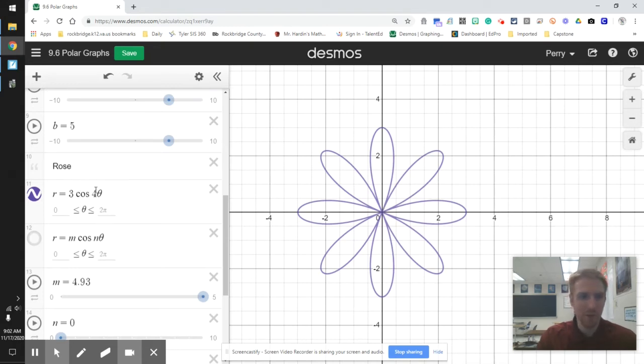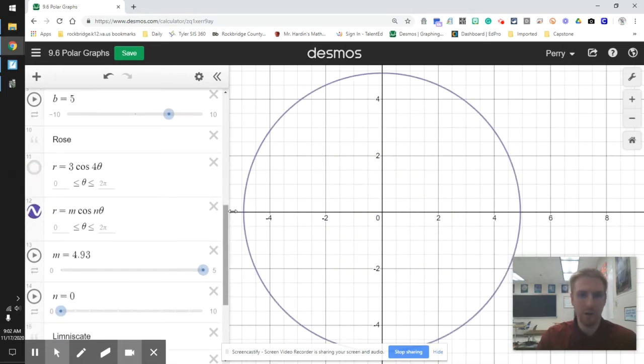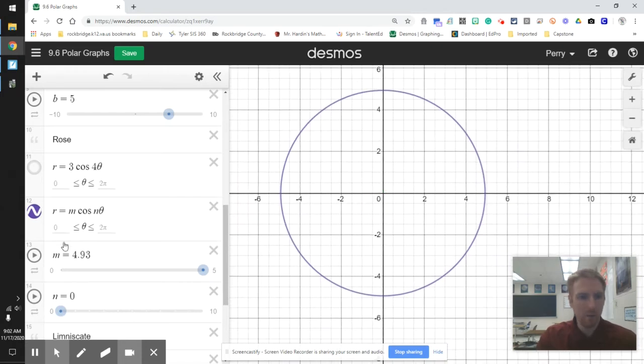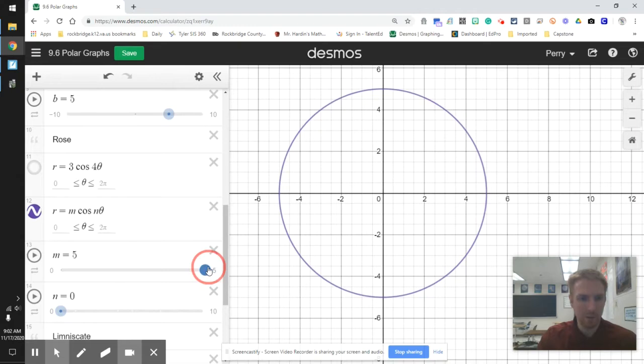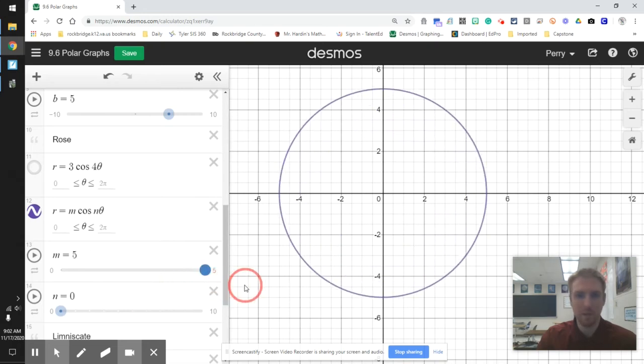It says 3 cosine 4 theta. So let's focus on what these pieces do here, these two numbers. Let's make a generic one. Right now I've got M, which is the number out front, and it's set to 5. That seems to be affecting the size of the shape, kind of like a radius, and that's really all it's doing. The fun part is the number times theta.